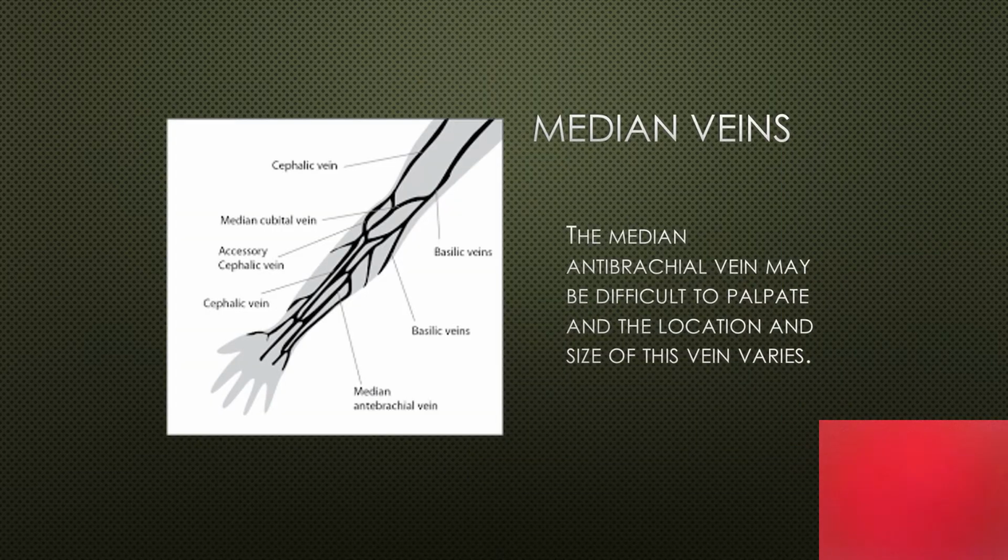The median antebrachial vein can be really difficult to palpate and actually to find because the size of this vein will vary from person to person. Usually you can spot it on the ulnar side of the inner forearm. It isn't used as a first choice because venipuncture in the inner area of the arm is definitely more painful, and it also has a close proximity to a nerve.